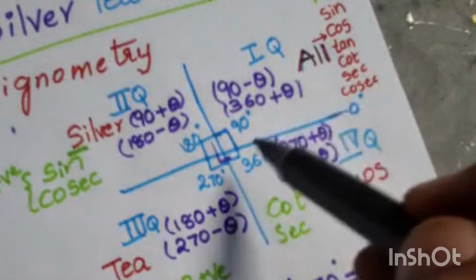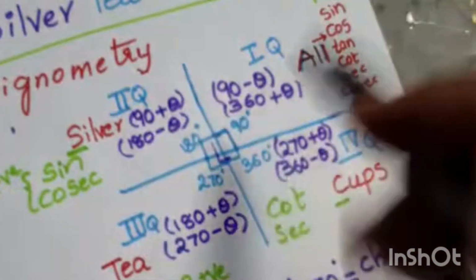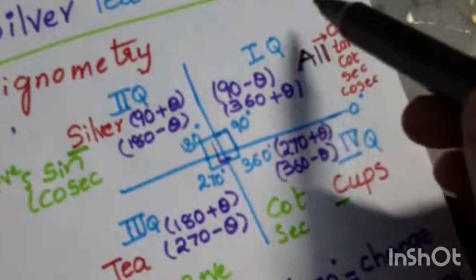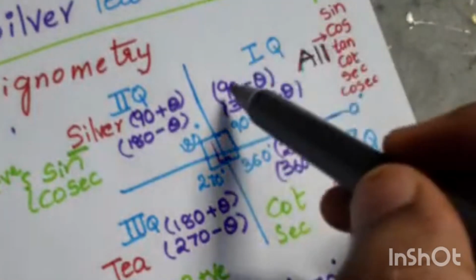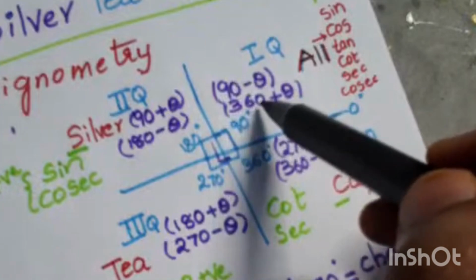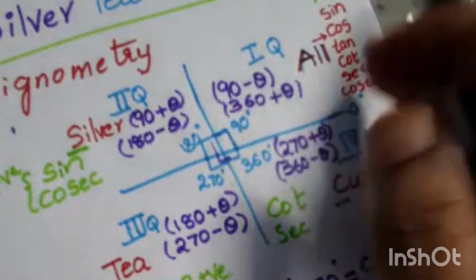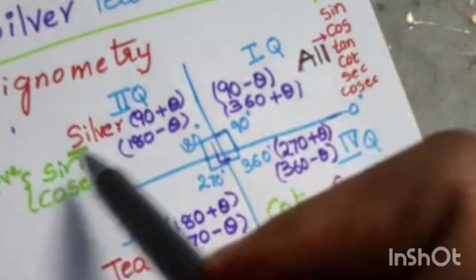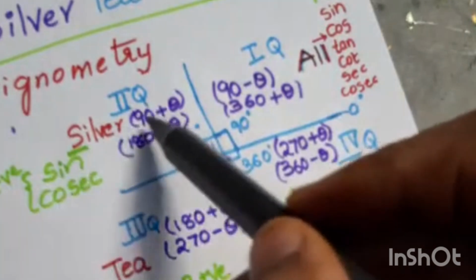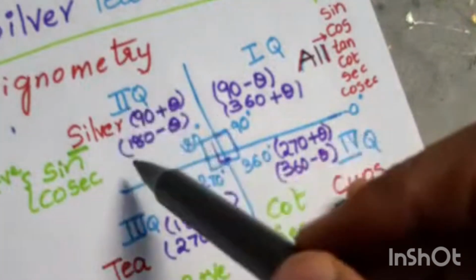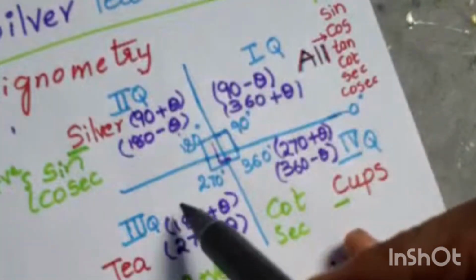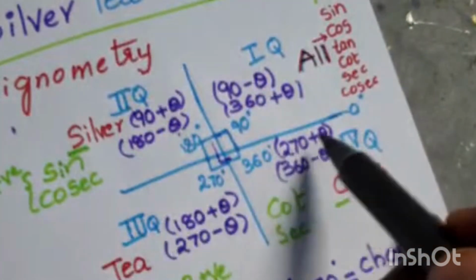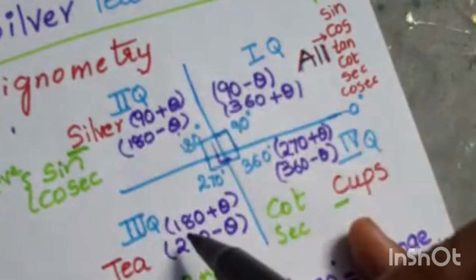Okay, now we have completed the degrees. Now what angles do we get? Sine, cos, tan, cosec, all are positive whenever in the first quadrant. Okay, only for this, 90 and 360 degrees, we get all angles with positive sign. Okay, in the second quadrant, silver means sine and cosec. 90 plus theta comes in the second, 180 minus theta comes in the second. Others do not belong to this quadrant. Only two angles belong to this. Okay, here are positive and negative signs like this.